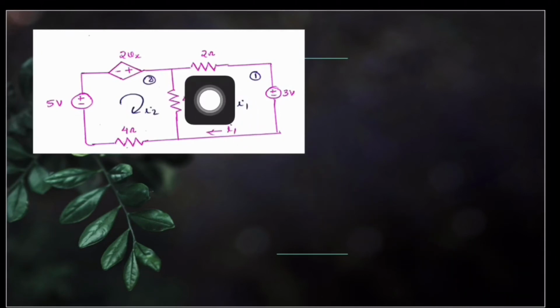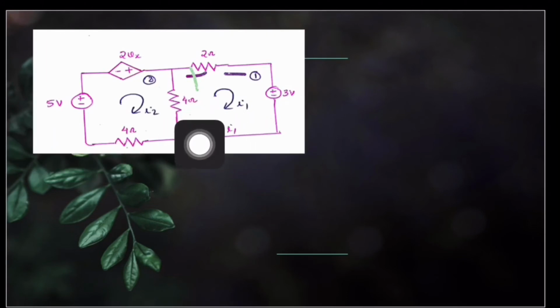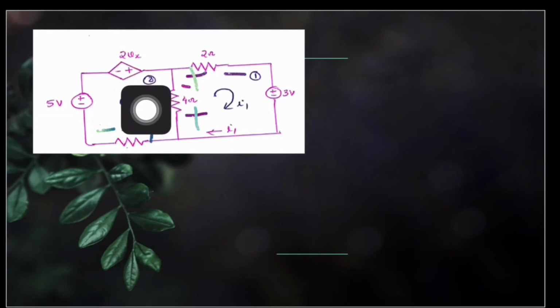Next, we are supposed to mark polarities of voltage drop across each resistor. First, look at this 2 ohm resistor. Current I1 enters 2 ohm at this point. So we mark this point as positive polarity and this point as negative polarity. Current I1 enters 4 ohm at this point. So we mark it as positive and the other as negative. Now focus on current I2. Current I2 enters this 4 ohm resistor at this point. Hence we mark it as positive and the other terminal as negative. And the same current I2 enters this 4 ohm resistor at this point. So we mark it as positive and this as negative.